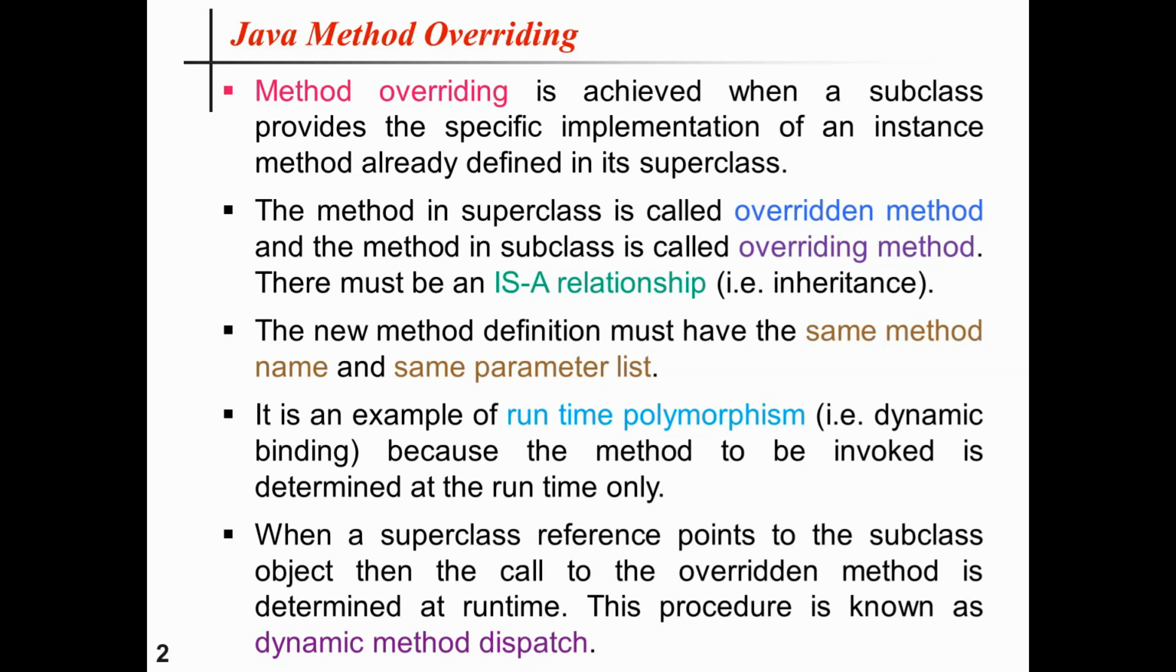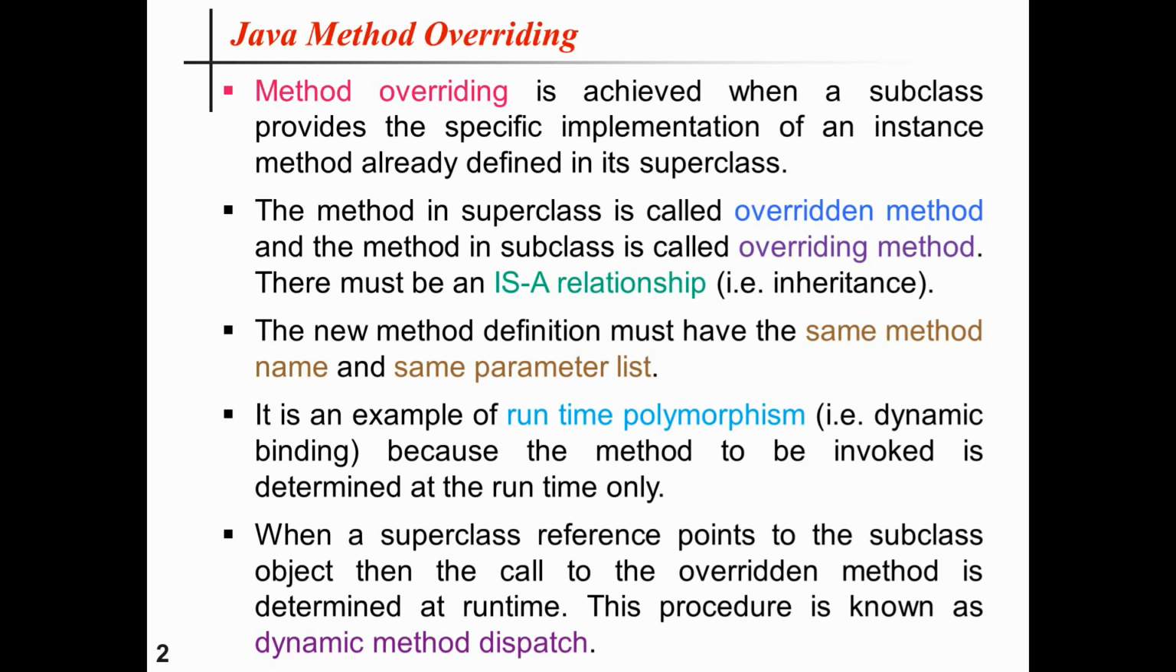The new method definition must have the same method name and the same parameter list. There might be a little bit of variation of this rule, which is basically applicable for covariant return type, which will be demonstrated a little bit later. Method overriding is basically an example of runtime polymorphism, which is also known as dynamic binding, because the method to be invoked is determined at the runtime only.